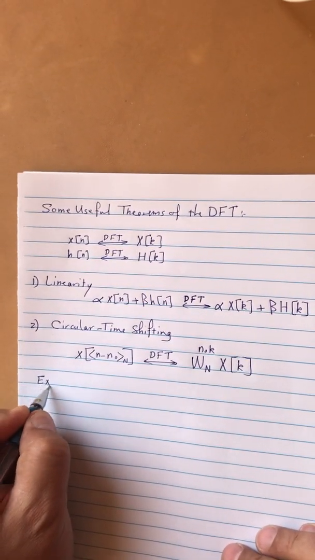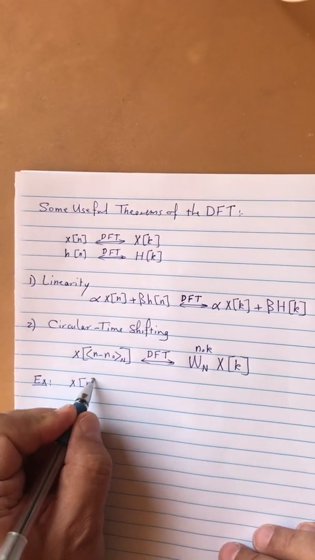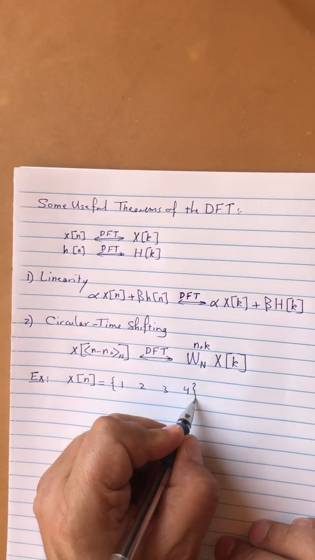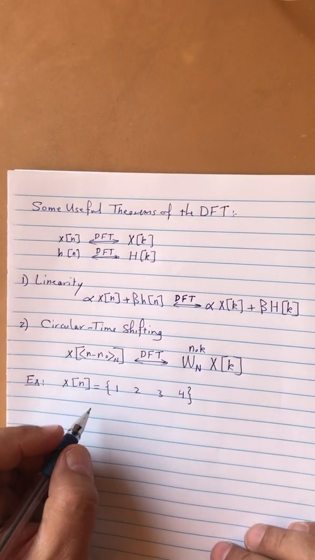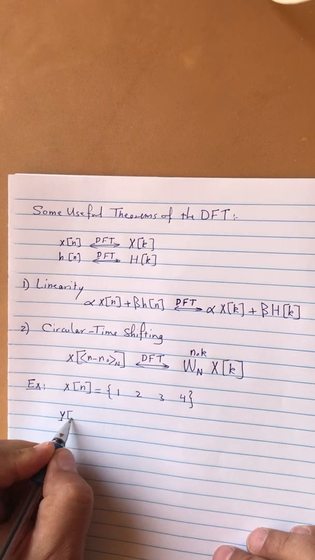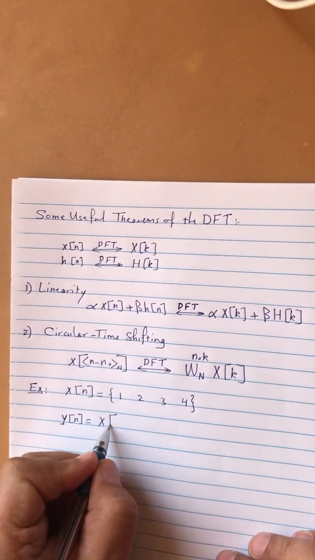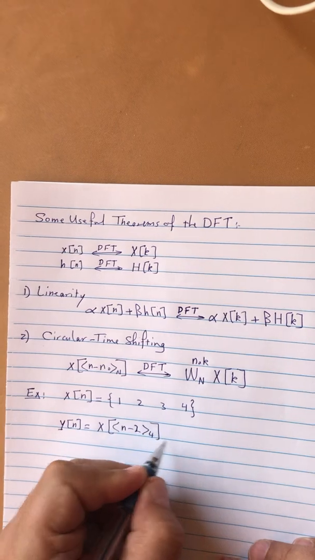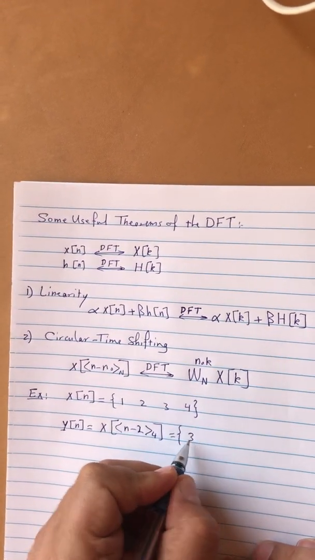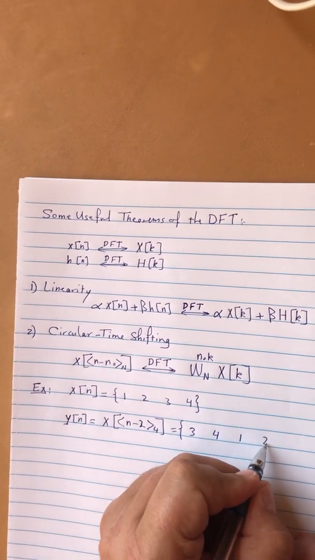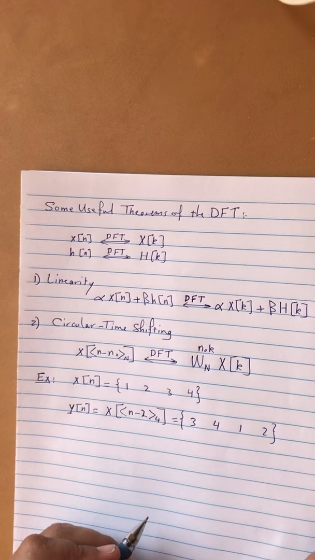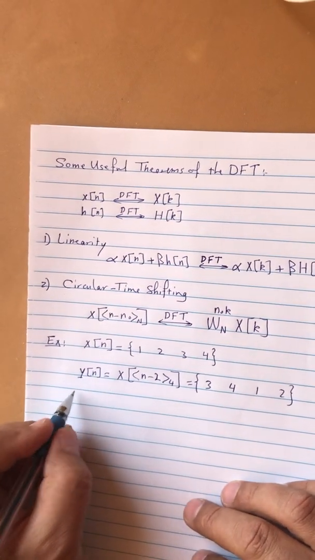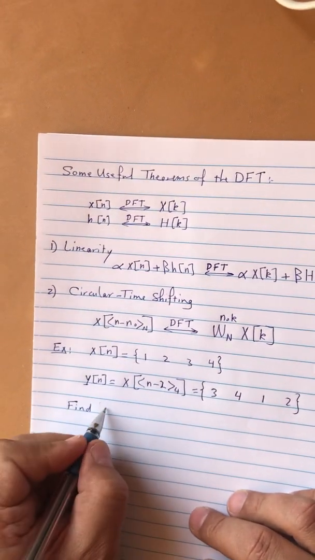Let's take the following example: x of n equals the sequence 1, 2, 3, and 4. So we have a sequence of 4 elements, N is equal to 4. If we define y of n, which is equal to x of n minus 2 modulo 4, this is equal to 3, 4, 1, and 2. This has been demonstrated in the previous session. So what we need to find here is y of k.